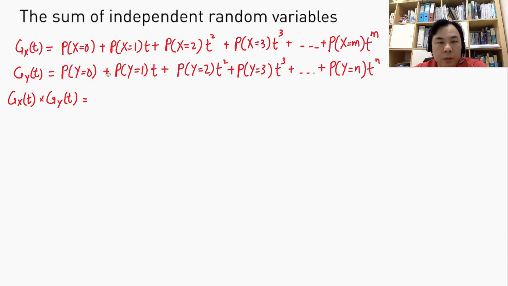So if we multiply with that, we will get something like this. It'll be the whole expression multiplied by each other, so we have to expand it. And now the expansion will look something like this.